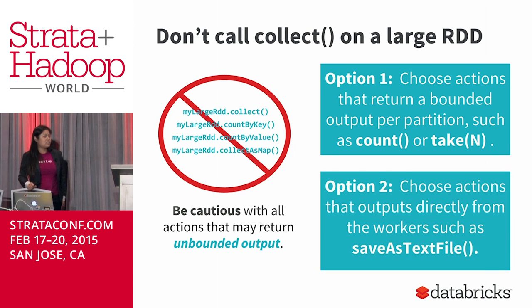But there are cases when we really do want all the values in the RDD. And so for that, you need to choose an action that outputs directly from the workers and doesn't send the data back to the driver. So one such command is saveAsTextFile. With saveAsTextFile, each of the individual worker nodes will take all the data in their partitions and write that out to a file without sending it back to the driver.